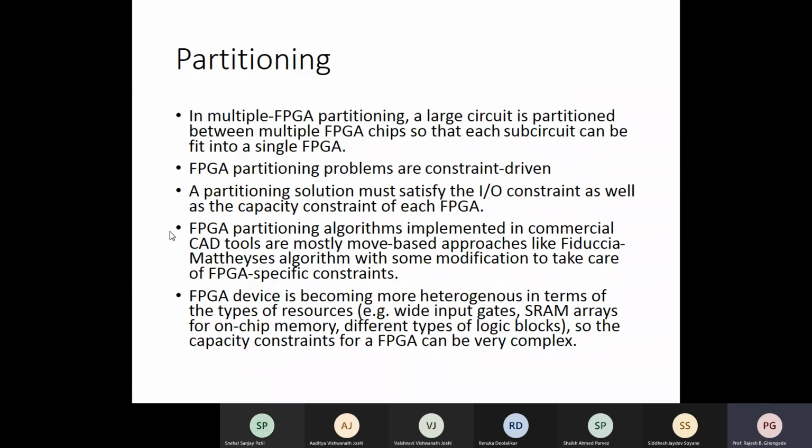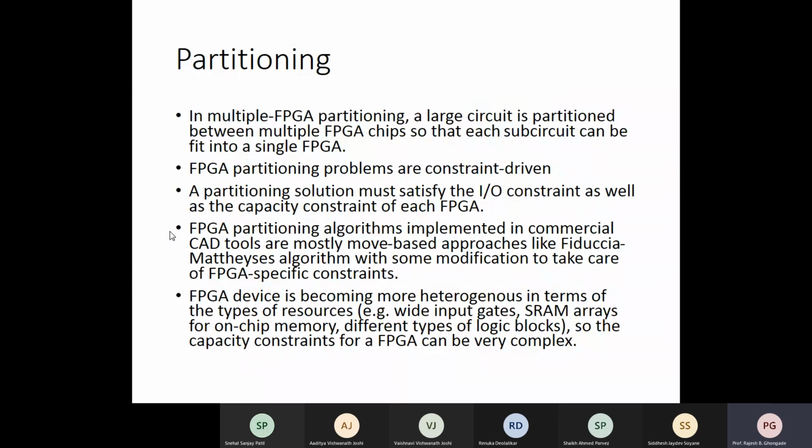And the last part that we are going to have is the partitioning. In multiple FPGA partitioning, a large circuit is partitioned between multiple FPGA chips, so that each sub-circuit can fit into a single FPGA. So you can have a collection of FPGAs if your circuit is huge. In that case, multiple FPGAs can be used.